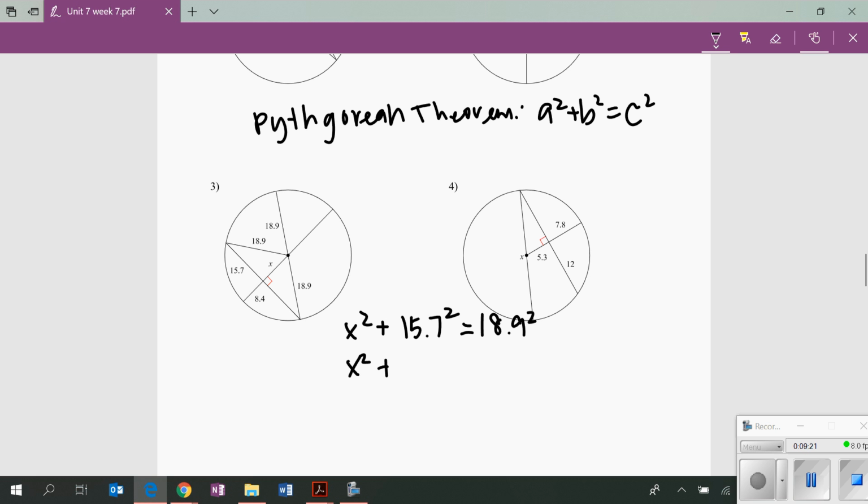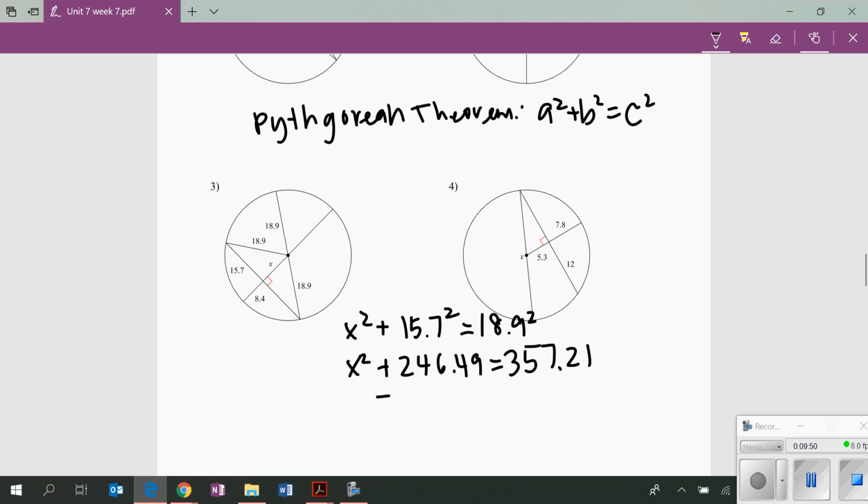X squared plus 15.7 squared is 246.49 equals 18.9 squared, which is 357.21. Okay, because these decimals weren't too long, I didn't round them, and that's going to help you get a more exact answer at the end.